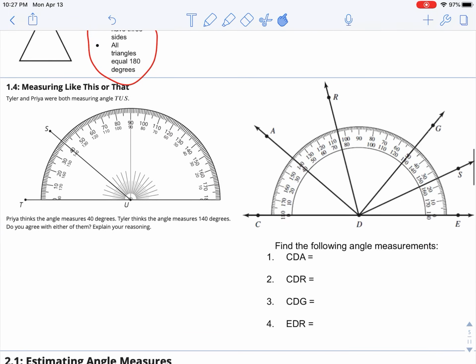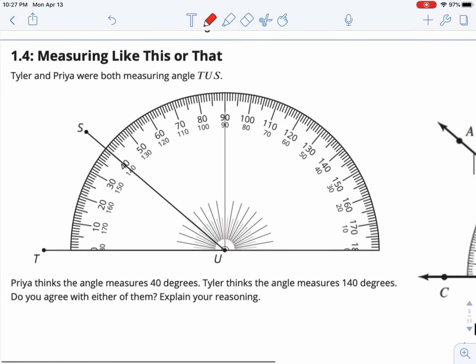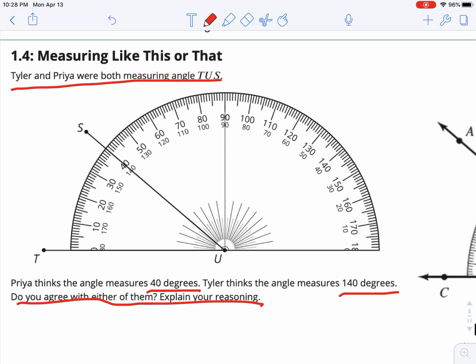Next slide is this. Everyone should come to this. We won't worry about the right side right now. Let's look at the left side and read it. It says, Priya thinks the angle measures 40 degrees, and Tyler thinks the angle measures 140 degrees. Do you agree with either of them? Explain your reasoning. So we need to figure out what the objective is. We have a protractor and 3 letters on here. It says Tyler and Priya were both measuring the angle TUS.